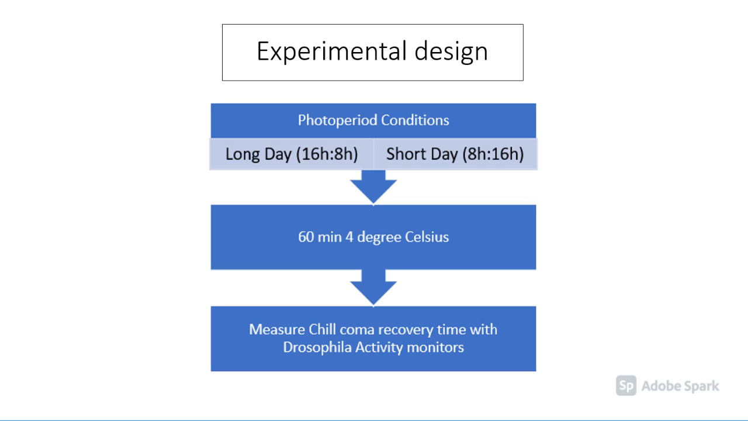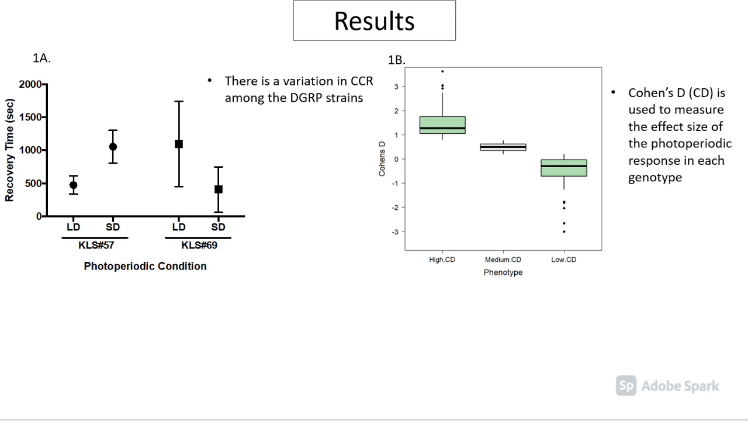In the present work, we measure a well-known phenotype that is under photoperiodic regulation, called chill coma recovery time. CCR is the time it takes for the flies to recover from a paralysis-like state after being kept under cold temperatures. In this study, we used two different photoperiods, long day and short day, and we induced the chill coma by placing the flies at 4 degrees for 60 minutes, and recorded their recovery time with the Drosophila Activity Monitor system. We found that there is a variation in recovery time among the DGRP genotypes.